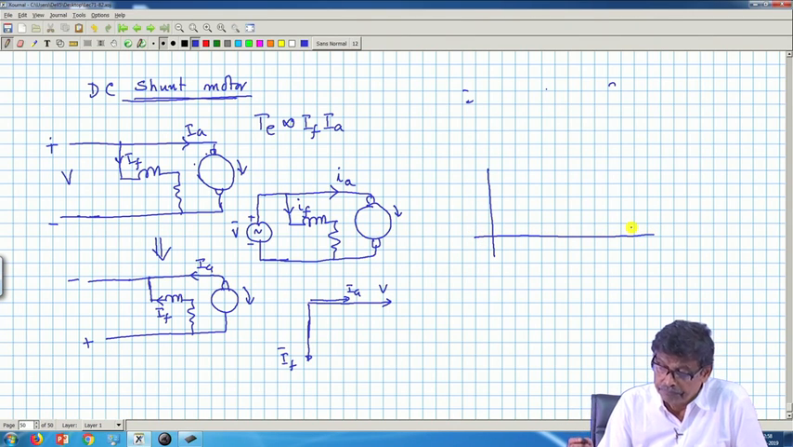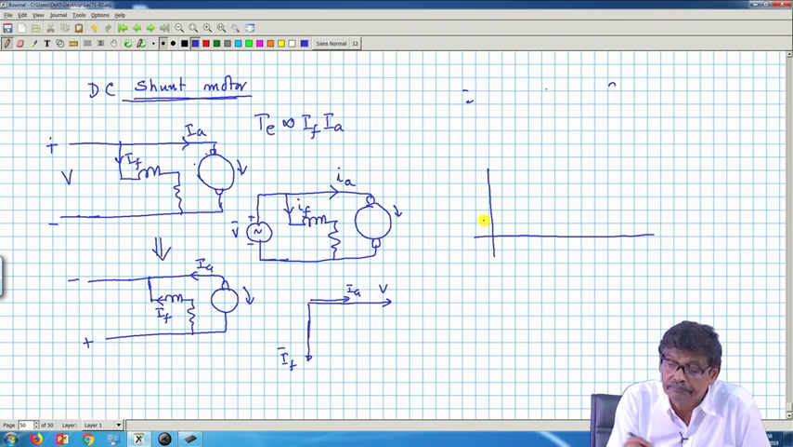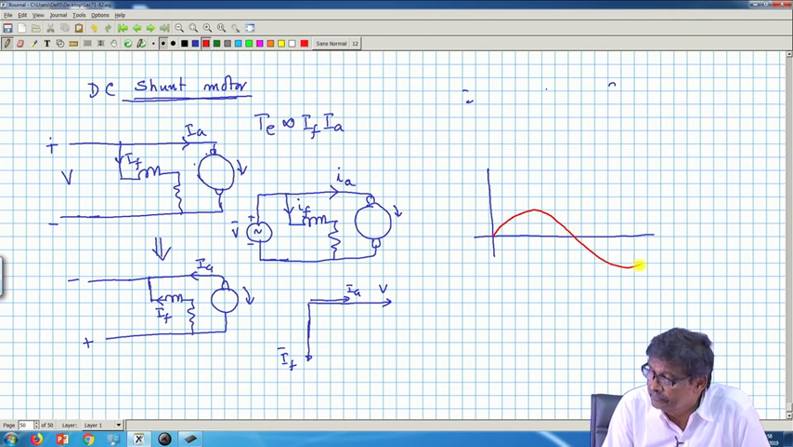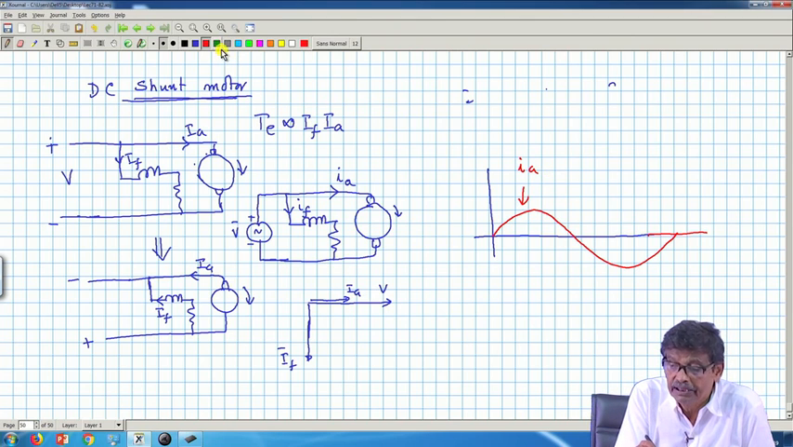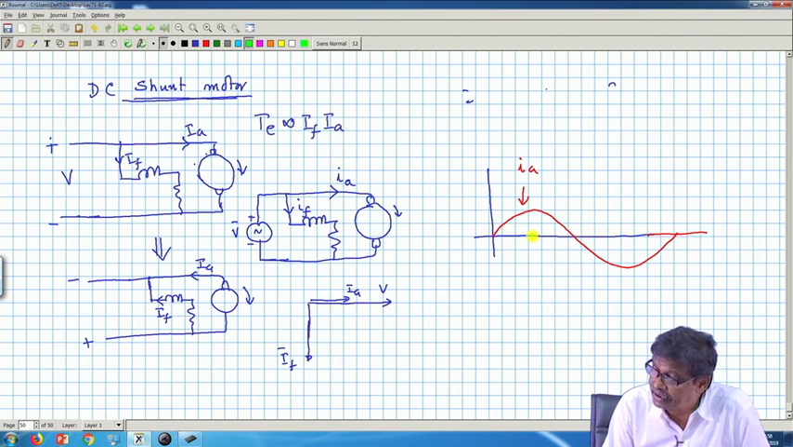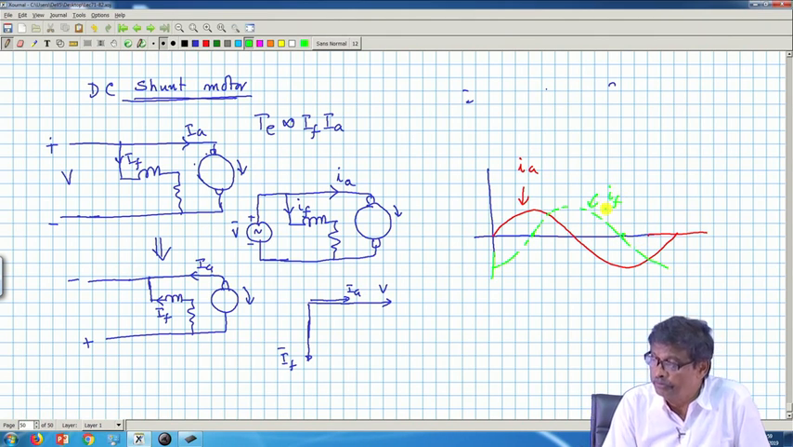So, what will happen is this, if this is armature current, this is IA, field current will be lagging it here, field current will be 90° lagging the armature current. So, field current will be something like this here, is not. So, this is your IF, that will be the situation.